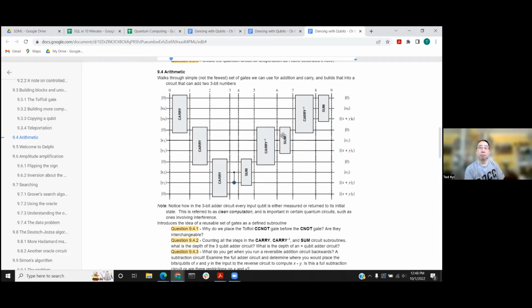Wow, over a buck per second. And that's 27 qubits, yeah.